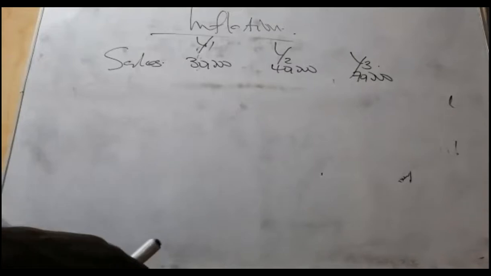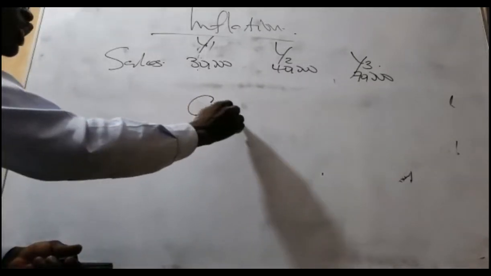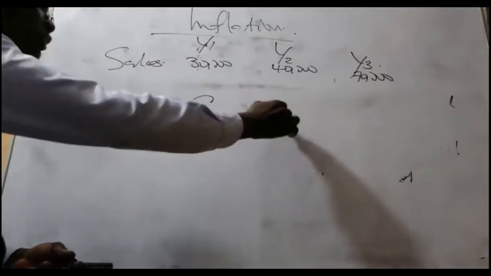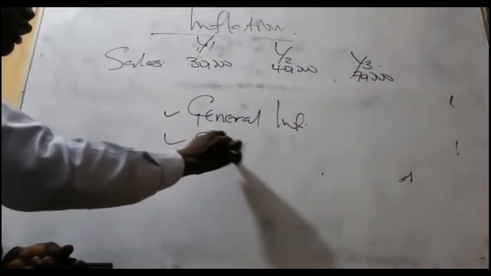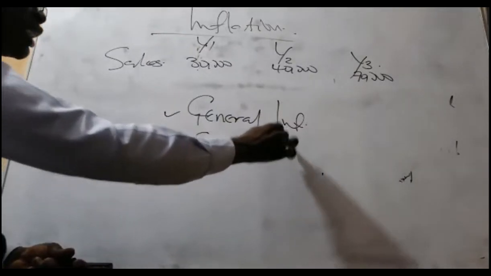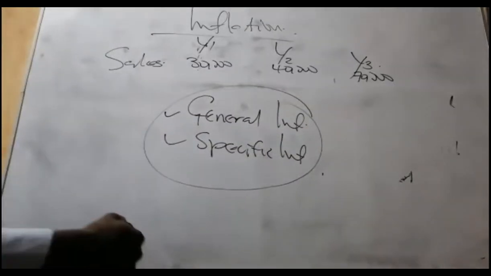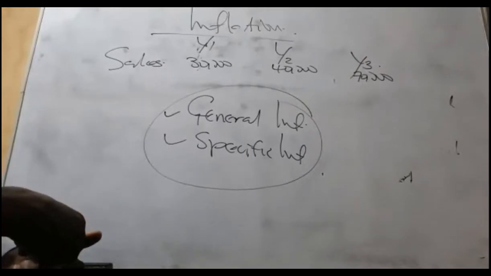Please, there are two types of inflation. Let me explain it, even though here you don't need it too much. You have what we call general inflation and what? Specific inflation. For those who are doing financial management, you need this. General inflation and specific inflation.